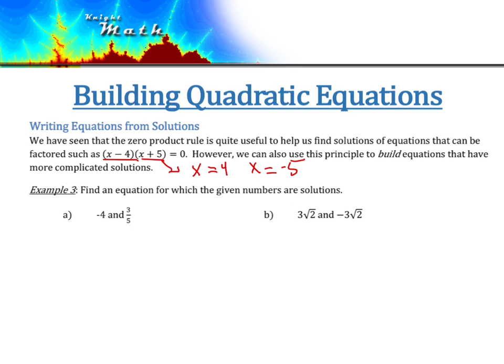And so if negative 4 is a solution, that tells us something about one of our factors. What does it have to be? Well, it's got to be x plus 4. Or technically, it's x minus this number. x minus negative 4 is positive 4. Okay? So that will make this 0. And if 3/5 is a solution, x minus 3/5 must be one of the factors. All right? So for each solution, there must be a factor that is x minus that solution.